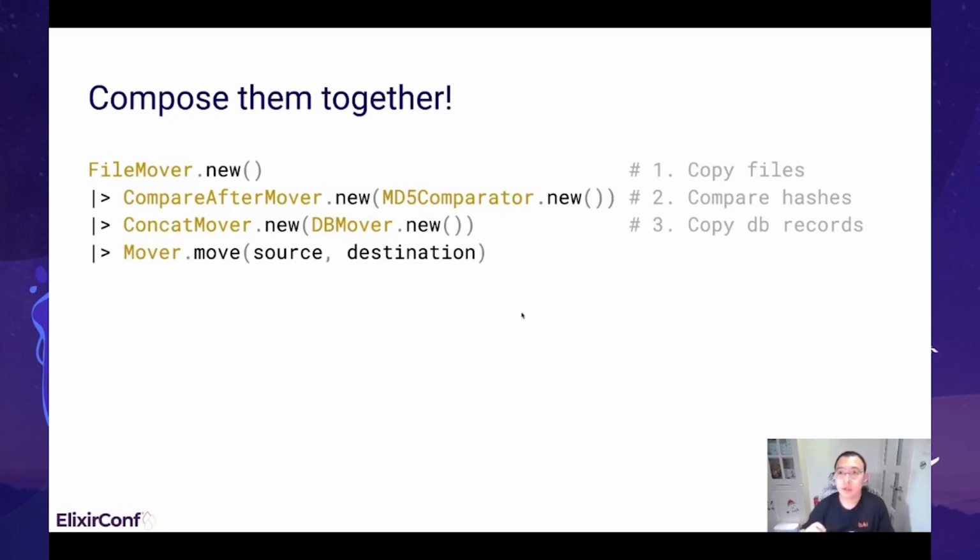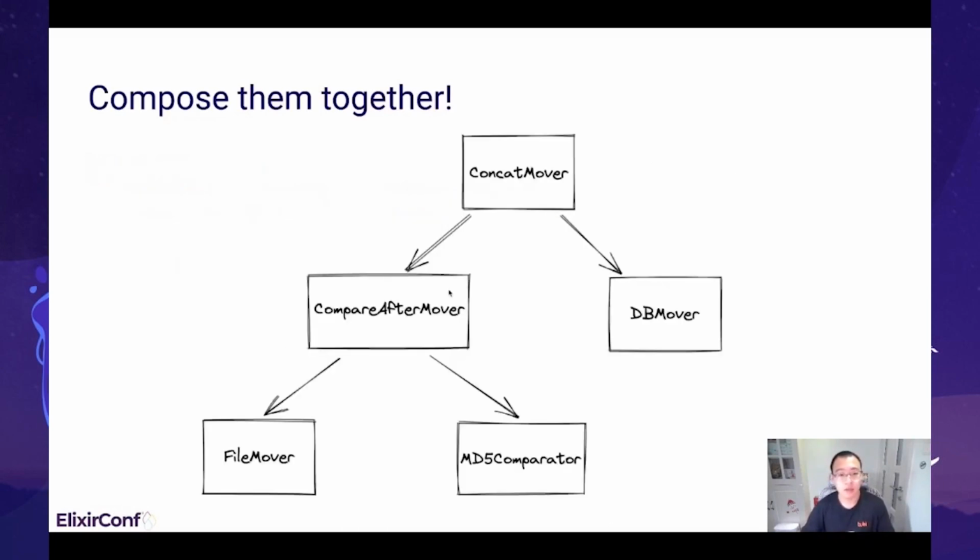So I think this solution is very elegant because it's basically translating our plan of our solution to Elixir code here. And we also have a natural layering of abstractions here. So at the top level, we have this concat mover. And this concat mover is composed from CompareAfterMover and the DB mover. And then the CompareAfterMover is composed of file mover and the MD5 comparator.